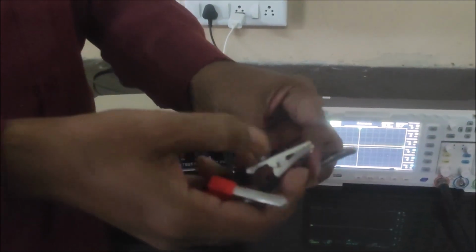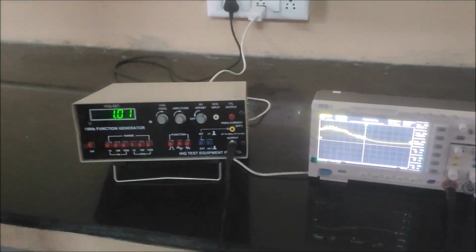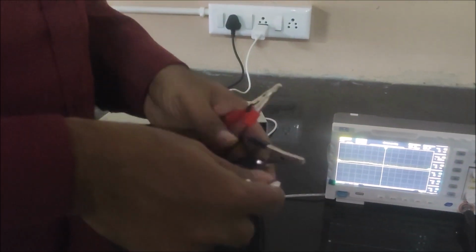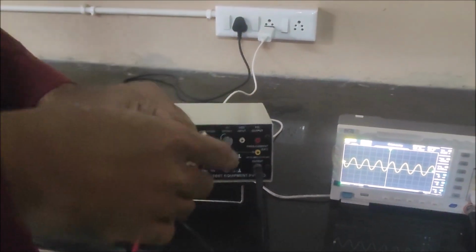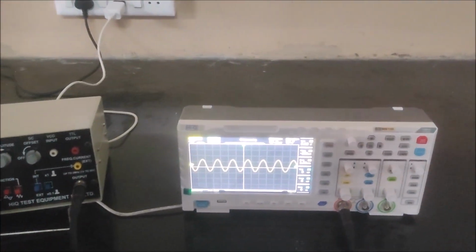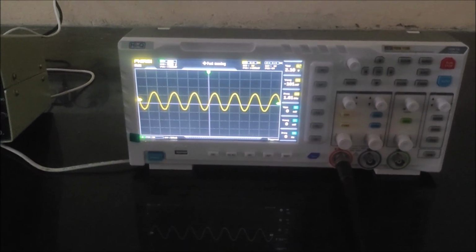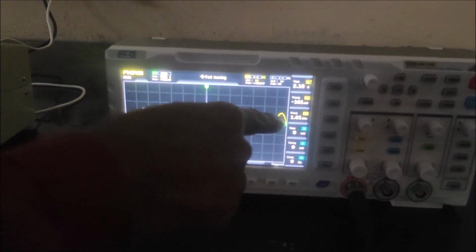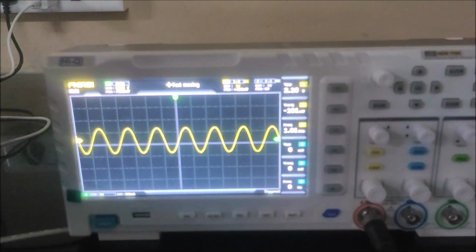Now, the negative terminal I am connecting to the negative, and I am connecting the positive terminal to the positive. Now you see, we are observing a sinusoidal signal on the CRO. This sinusoidal signal frequency is 1 kHz, and the peak to peak amplitude is 2.08 volts.